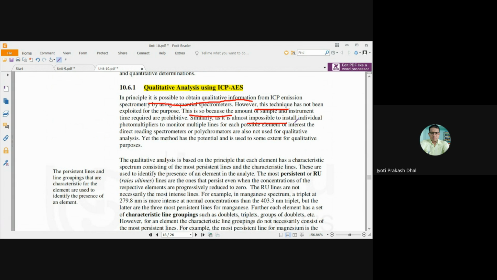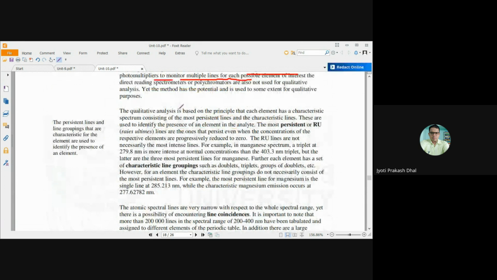Similarly, it is almost impossible to install an individual photomultiplier to monitor multiple lines of each possible element of interest. So the qualitative analysis is based on the principle that each element has a characteristic spectrum consisting of the most persistent lines and the characteristic lines. They are used to identify the presence of an element in the analyte, whether it is there or not.